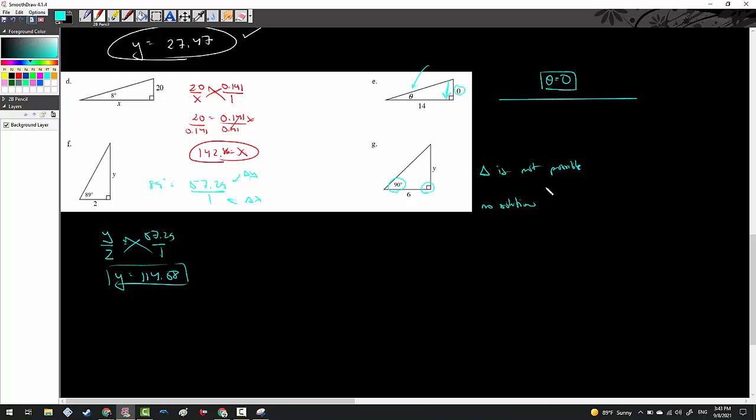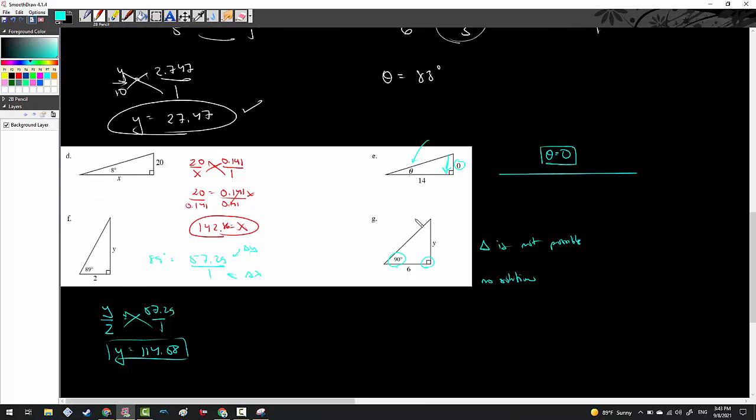All right, that wraps up this section here. Problem 3-91 is to fill out the rest of the trig table. So your teachers will have you do that.